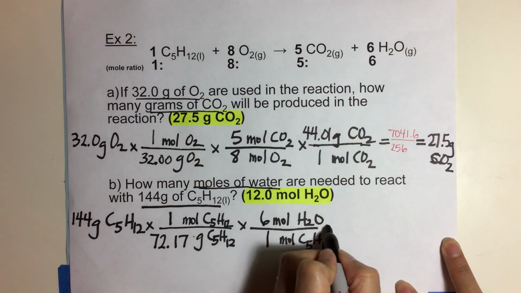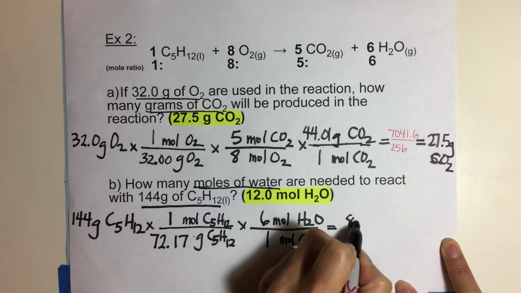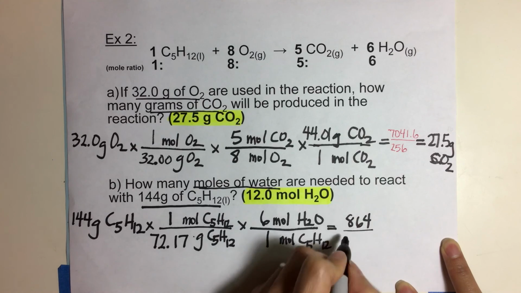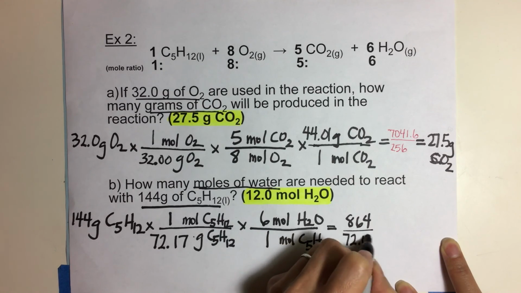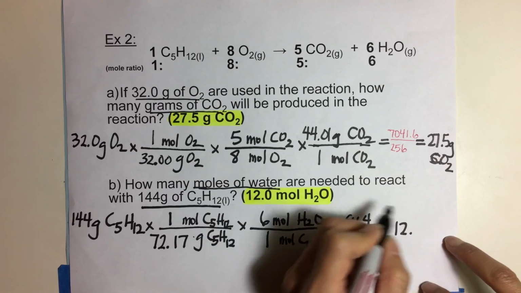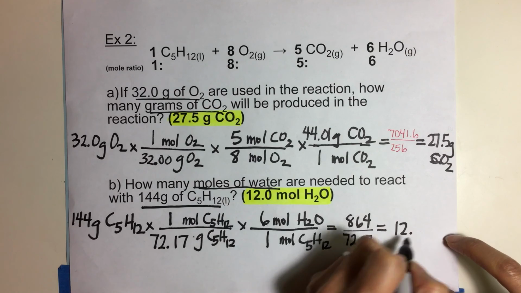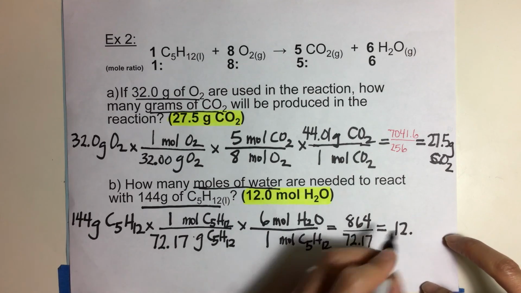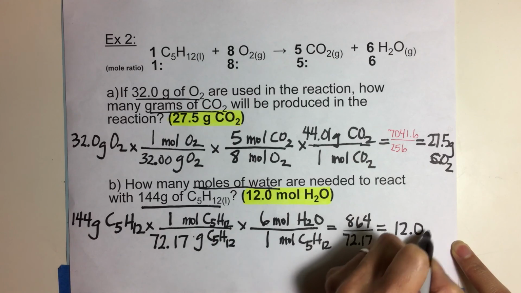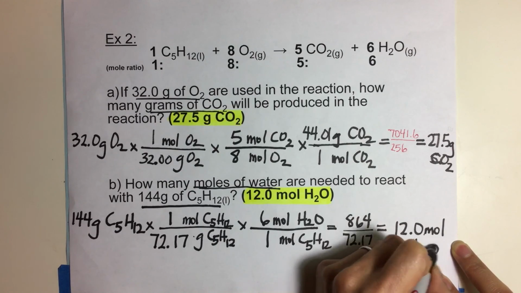So multiply that out. We'll have a little room here. So the top numbers multiplied out is 864. Bottom numbers is still 72.17. Divide those two numbers together, and you get an answer that's 11.998 or something like that. And you round it to 3 sig figs. And when you round it to 3 sig figs, it rolls over to become 12.0 moles of water.